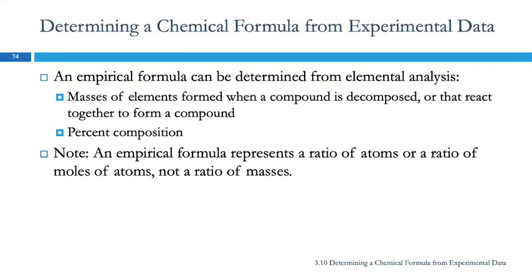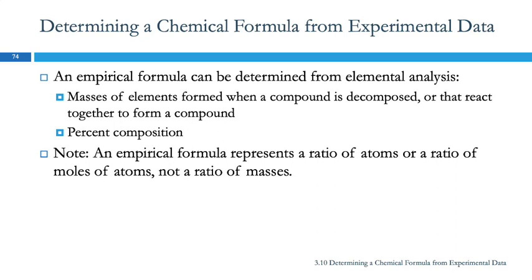Okay, determining a chemical formula from experimental data. So this is how you find the empirical formula for a compound. We can do this by analyzing the masses of elements that form if we take a compound and decompose it into its elements, or the masses of elements that react to form a compound. So we can use that to calculate the empirical formula, or we can use the percent composition.